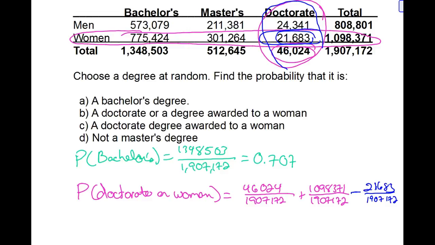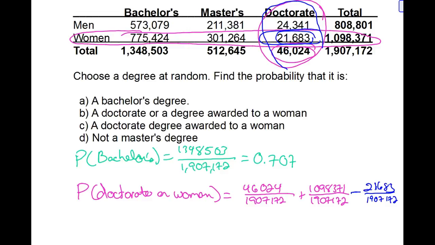If you're looking at two events that are not mutually exclusive, these are not mutually exclusive events because you can be a woman and receive a doctorate degree. So when events are not mutually exclusive, you have to subtract out what we consider their overlap and pay attention to the fact that you've already counted them in the first item, you counted them the second time, and so you have to take that back out.